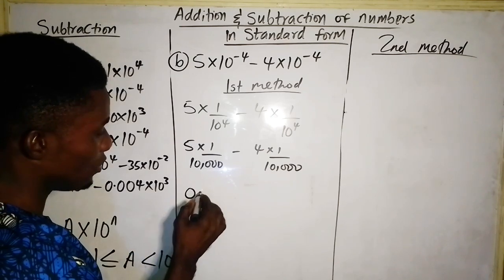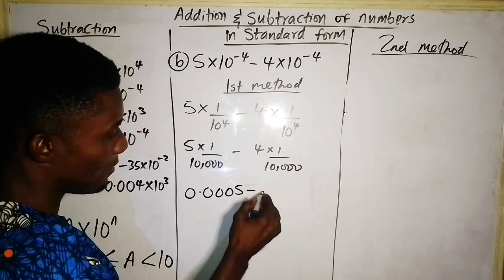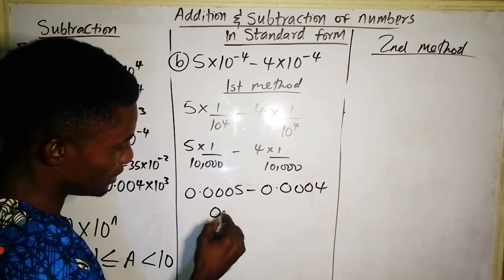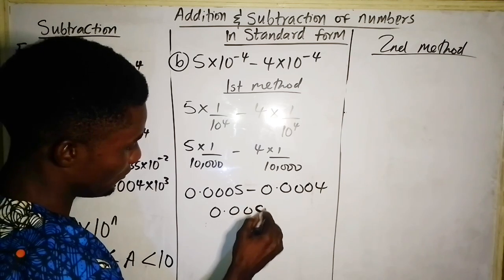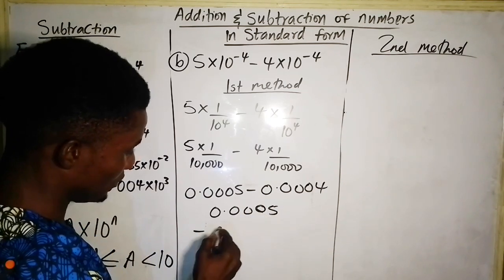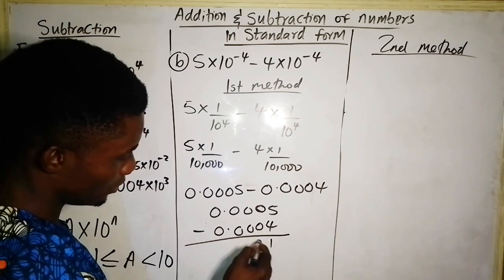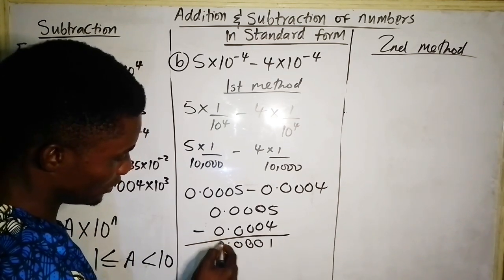So we have 0.0005 minus 0.0004. So now let's subtract. We have 0.0005 minus 0.0004. So this is 0.0001.